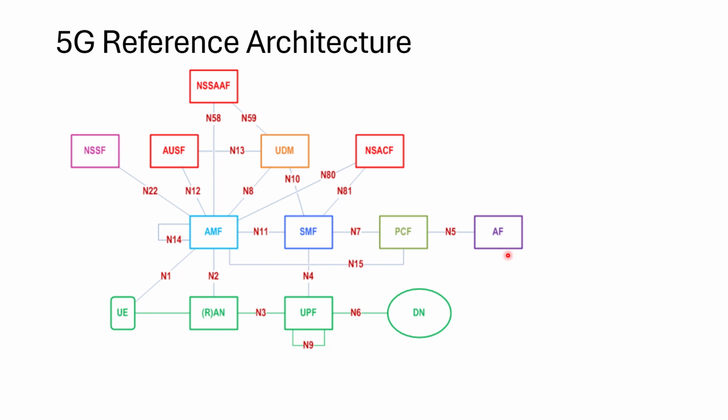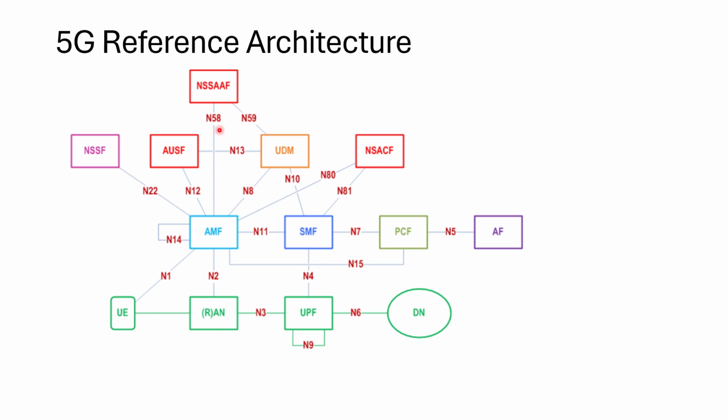We have some slicing control, or more advanced nodes, as well. You can see here the NSSAAF, that is the Network Slice Specific Authentication and Authorization Function. It uses the interfaces N58 and N59. This allows a third party, like an enterprise IT department, to perform secondary authentication on a UE before allowing it access to their specific network slice.